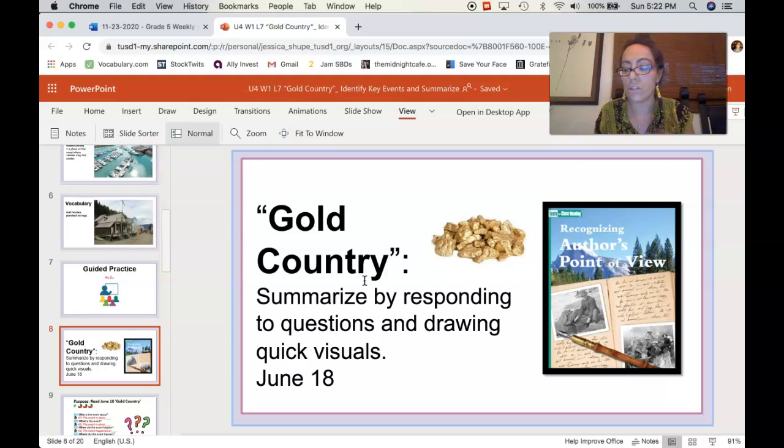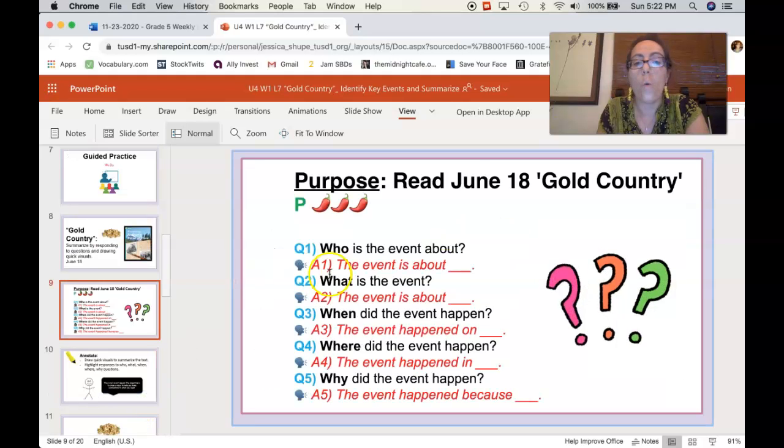The first entry is titled June 18th. While we're reading, it's important to make sure that we know what our purpose is. Sometimes our purpose is for enjoyment. Sometimes our purpose is to find adjectives. Sometimes our purpose is to identify the author's purpose. This time, our purpose is to identify the responses to questions.